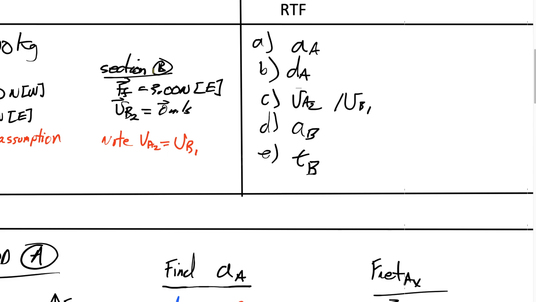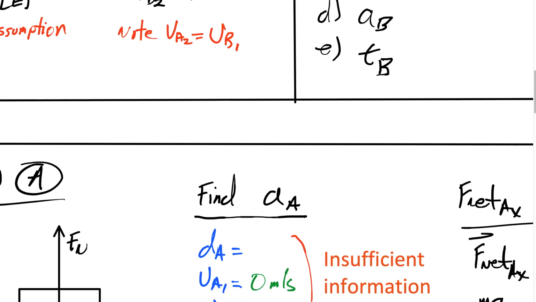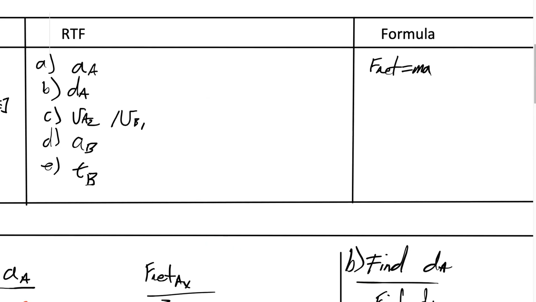And focusing on section B, we know that the push is gone, so it's just the force of friction that remains. And we know that the speed at the end of section A is equal to the speed at the beginning of section B, or really velocities. Summarizing what we're looking for: the acceleration in section A, the displacement or distance in A. We're looking for vA2 or vB1, which is the same number. And then we're looking for the acceleration in section B and the time for section B.